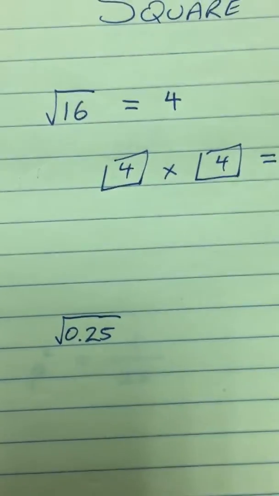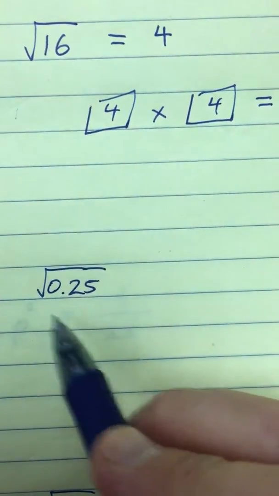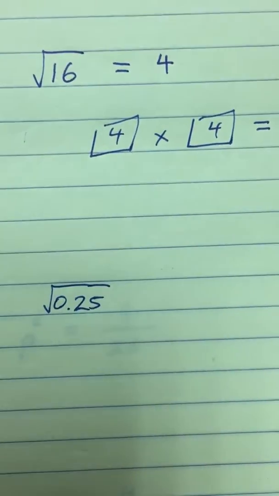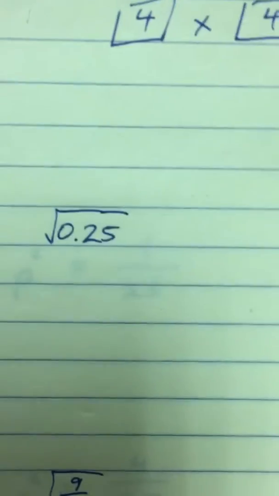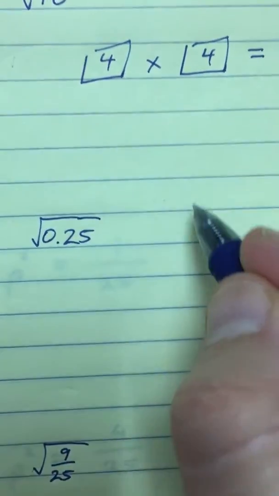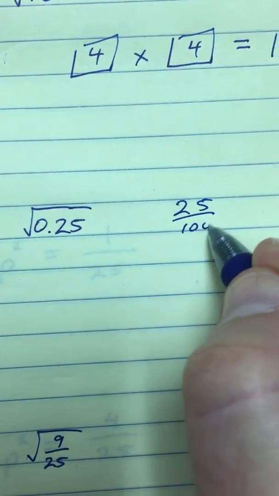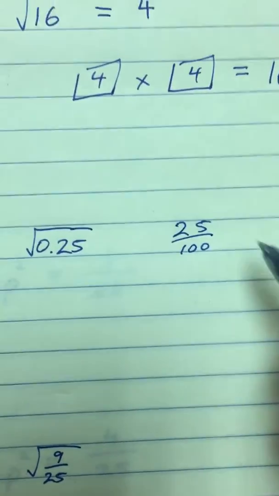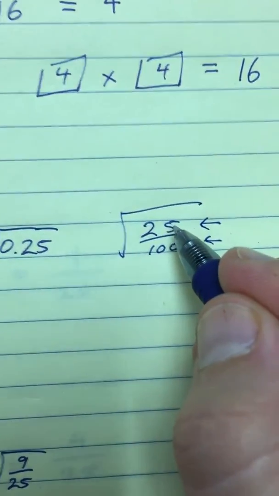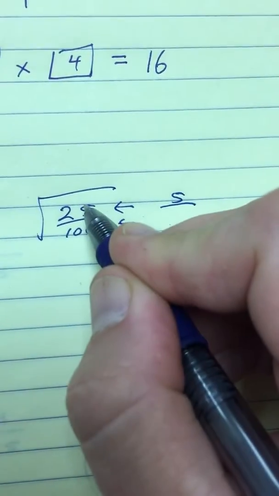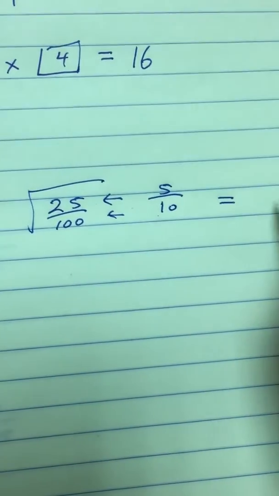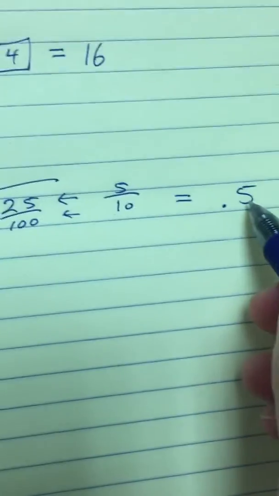When we're working with decimals, they can get a little tricky of where that decimal is going to go in our answer. We know that 5 times 5 equals 25, but is our answer going to be 5, 0.5, 0.05? To make sure we're correct, I like to turn this decimal into a fraction, which is 25 hundredths. And then we can apply the square root to the top and the bottom. So 5 times 5 is 25. And 10 times 10 is 100. So that is going to equal 0.5, 5/10.